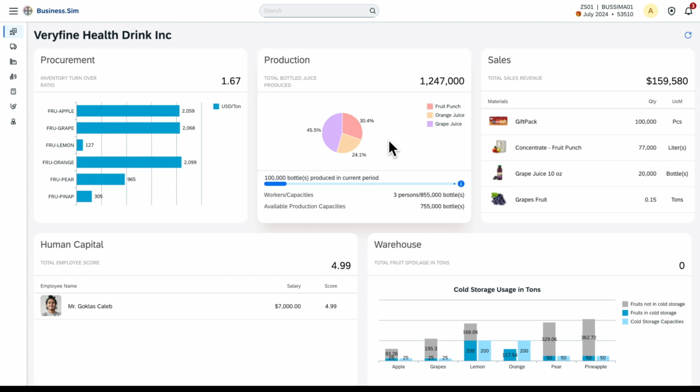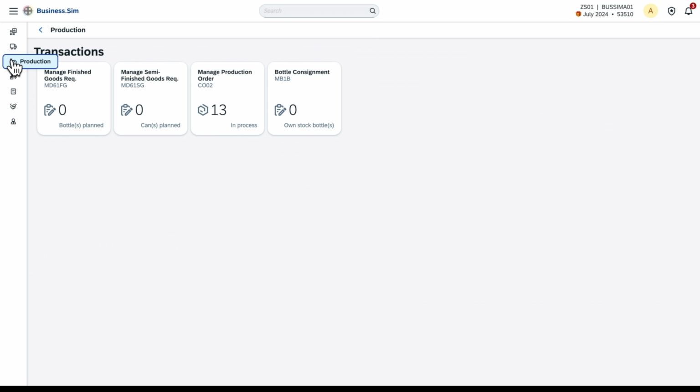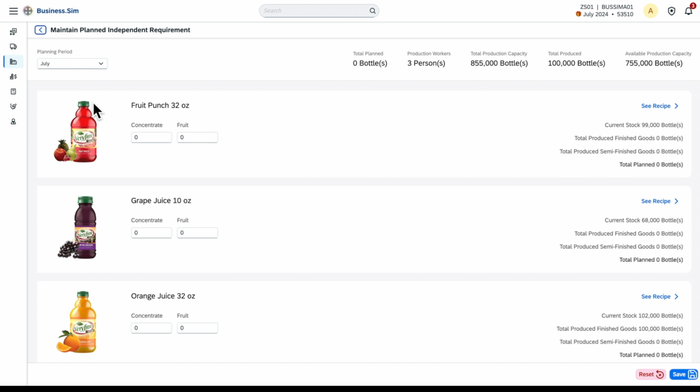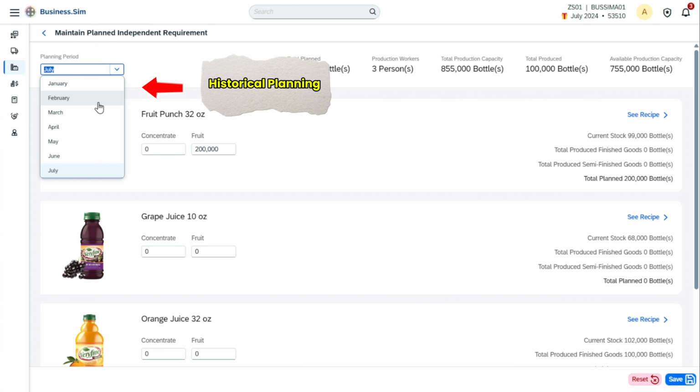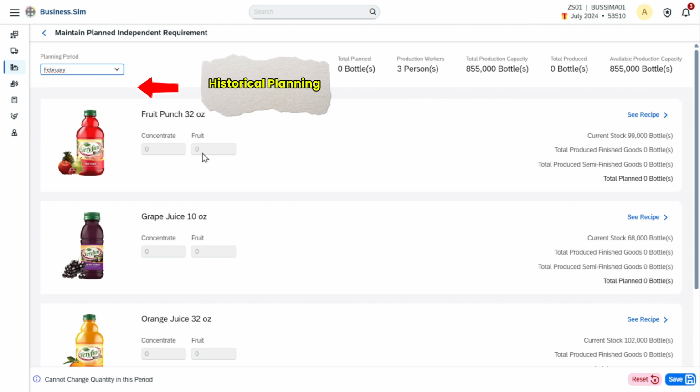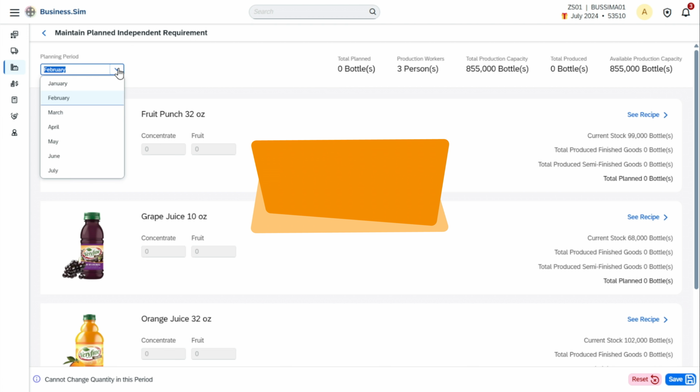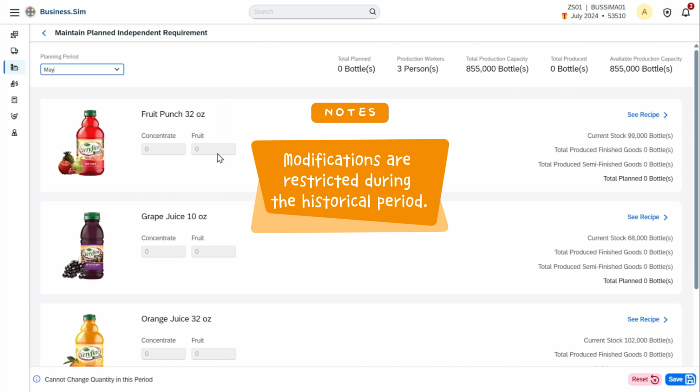On the initial display, we click Production on the toolbar on the left side. Then, click Manage Finished Goods Requirement. And we will be redirected to another display. In the upper left display, you can see the plans you have made in previous periods. But you can edit the quantity of your planning in periods that have already passed.